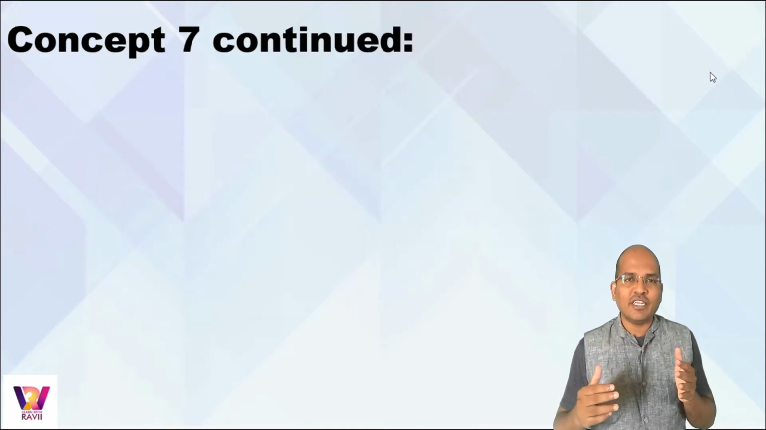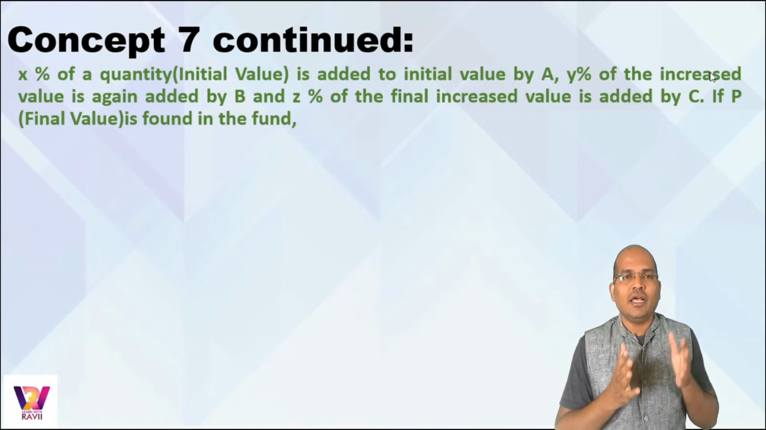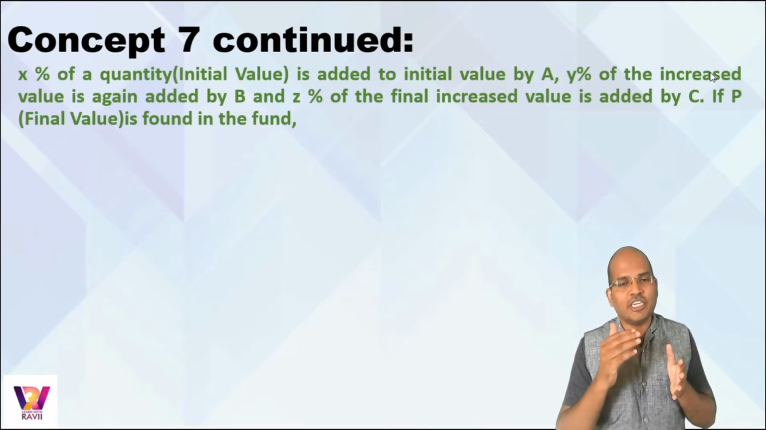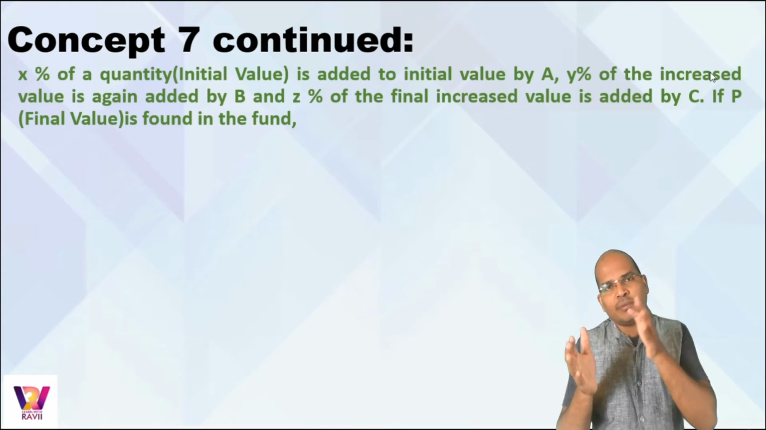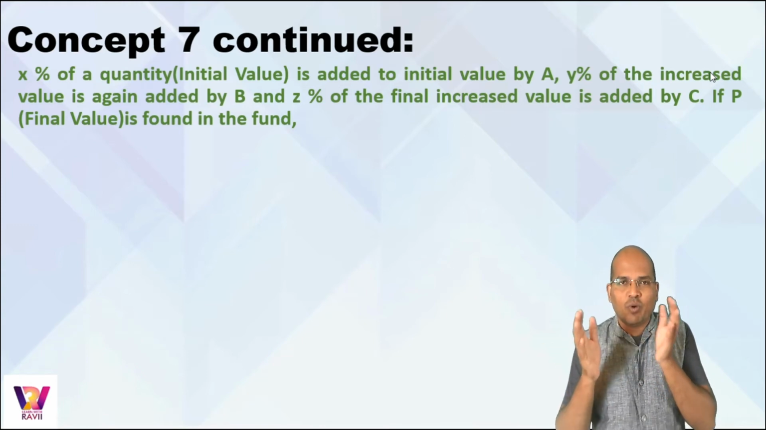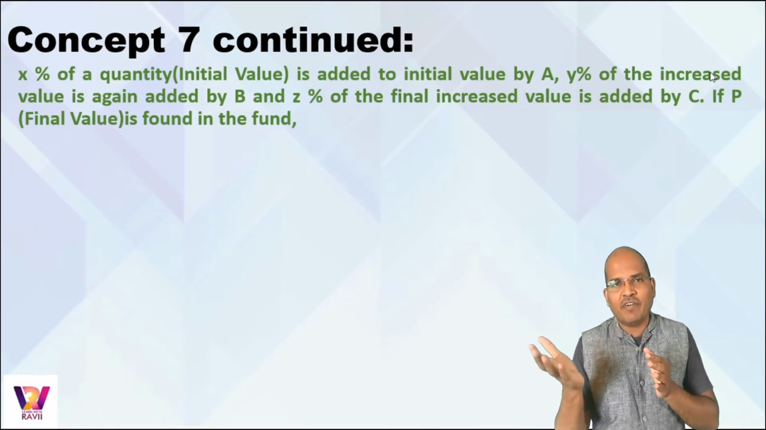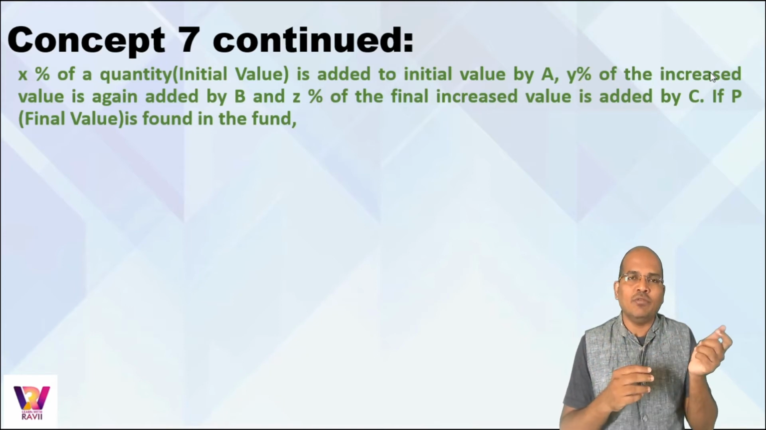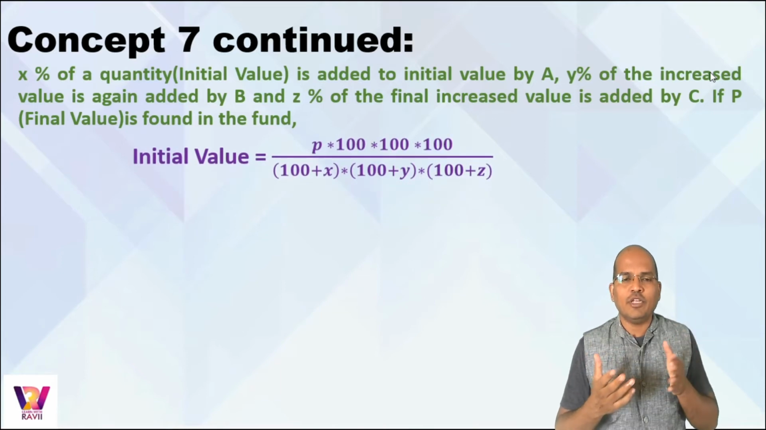In the previous case, we have seen if X percentage is removed, Y percentage is removed. Now, if you are adding the values, so assume that X percent of a quantity is added to the initial value by A, and we get some value. On that value, if we add some other percentage called Y percentage by B, and on whatever we get, if we add Z percentage by C, then if P is the final value, what is the relation between the initial value, final value, X, Y, Z? So we get the initial value as P times 100 times 100 times 100 by 100 plus X times 100 plus Y times 100 plus Z.